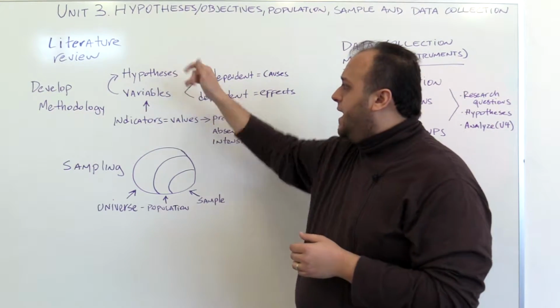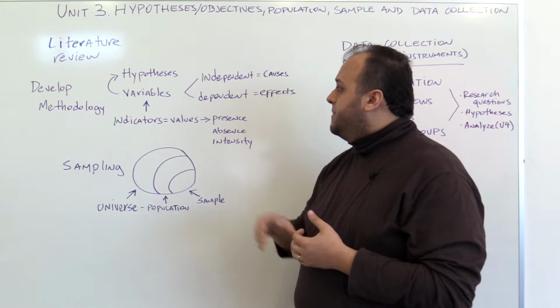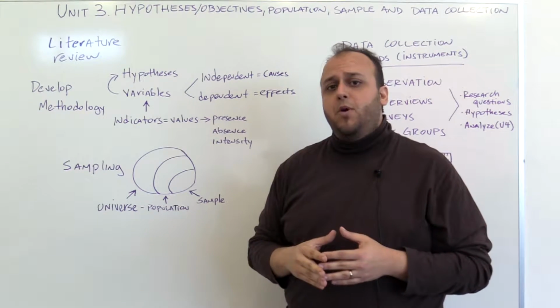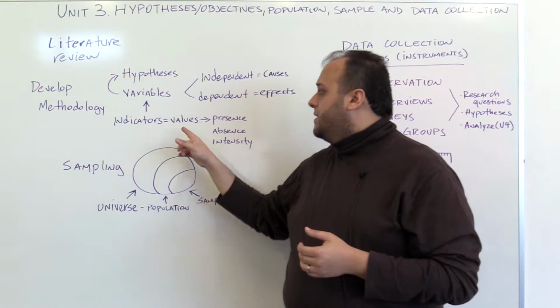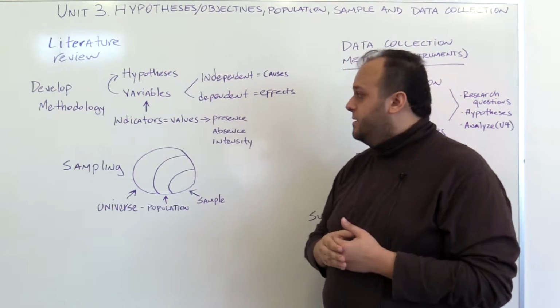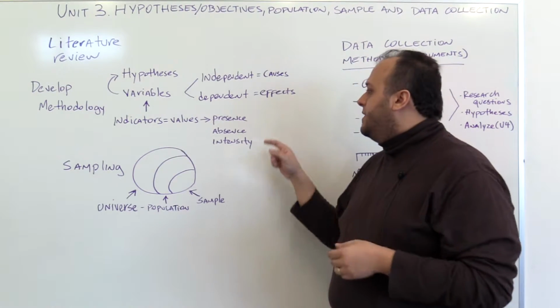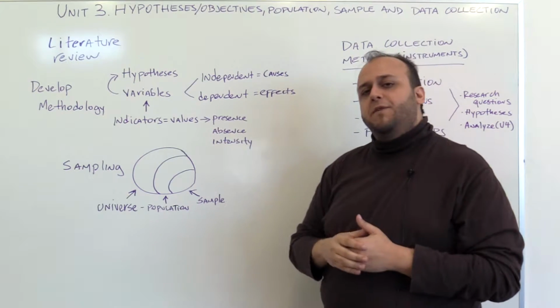The variables and hypotheses are very related to each other, because the hypothesis will declare the relationships among the variables you are going to study. And the indicators are the values that each of the variables can assume. Such values can point to the presence, the absence, or the intensity of each of the variables you are going to study.